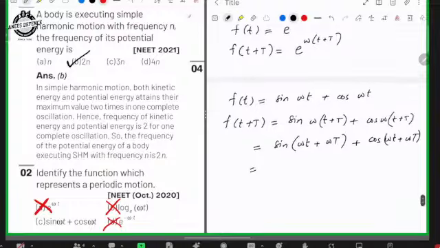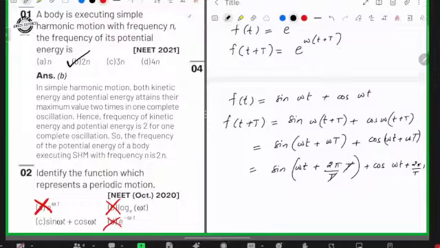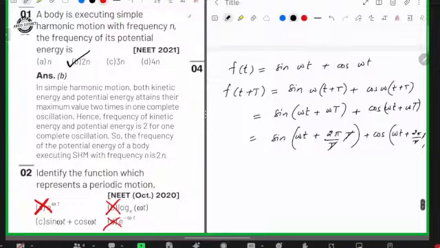Now I know what omega is. Can you tell me what omega is? Is it 2 pi by capital T? So let us put this omega as 2 pi by T. Therefore T gets cancelled. Similarly, we can do it for the cos term also: 2 pi by capital T into T. So this T gets cancelled. And our answer would be equal to sine of 2 pi plus omega t, plus cos of 2 pi plus omega t.